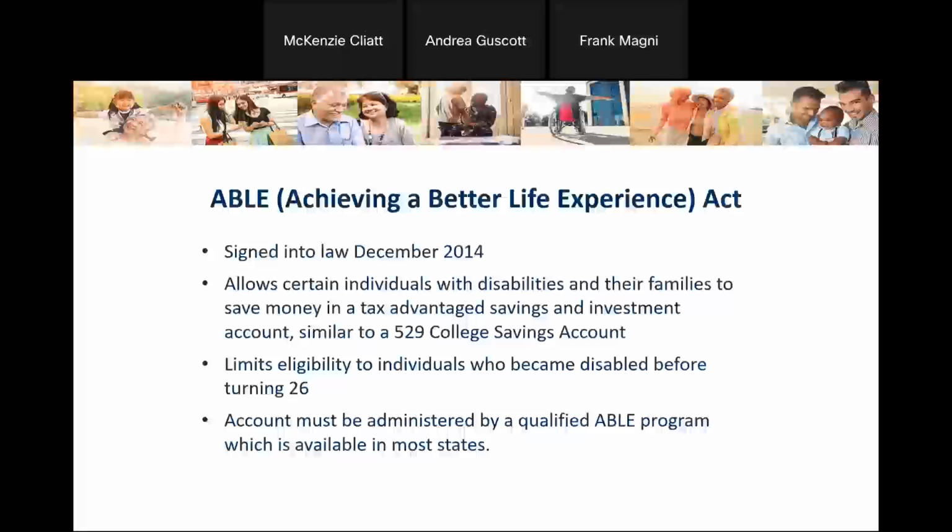The resource limit for an adult who's getting SSI is $2,000. That amount has not been changed for quite some time. So programs like this can really help with people having money set aside for situations that can happen within their lives, and still be eligible for benefits. Next slide, please.